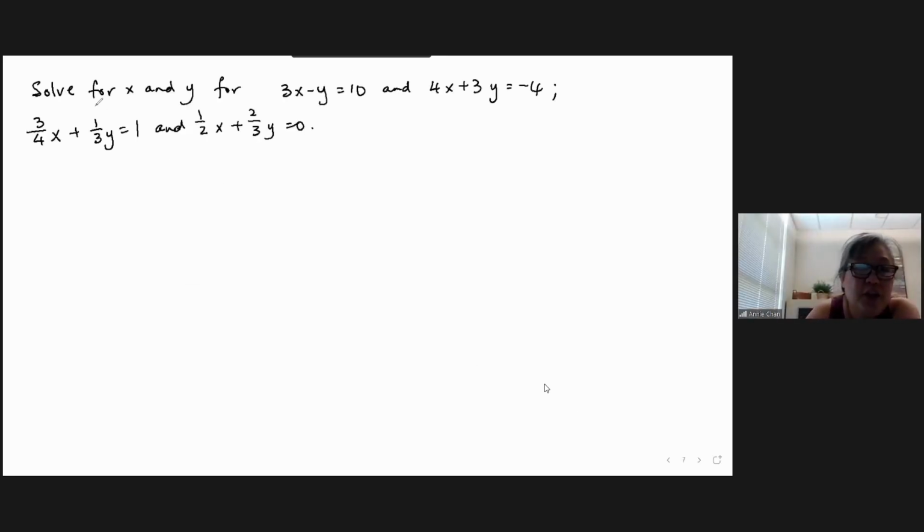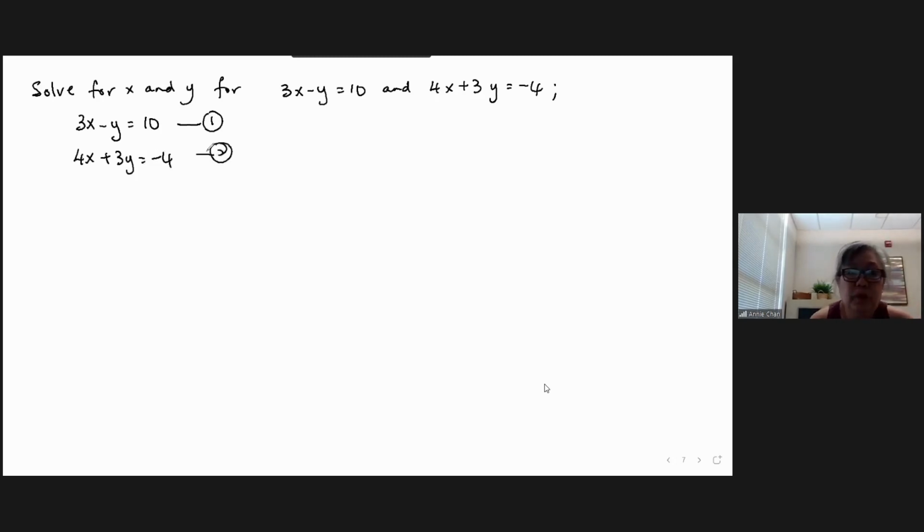Okay, next one. Solve for x and y. Let's just do this one. This is a system of equations. I'm going to rewrite 3x minus y equals 10, and I will say that this is equation 1. And then 4x plus 3y equals -4, and this is equation 2.